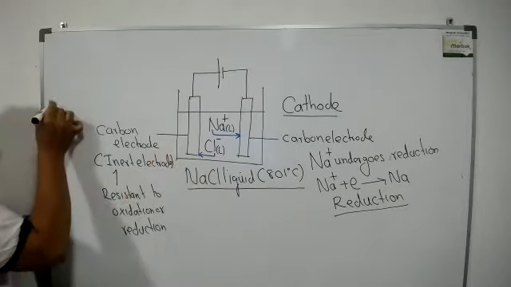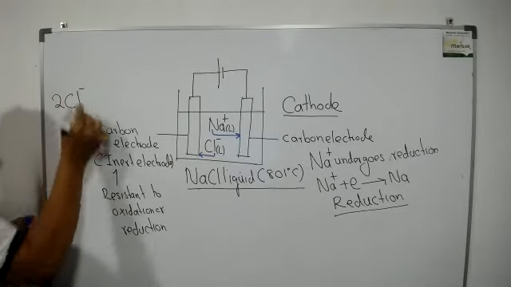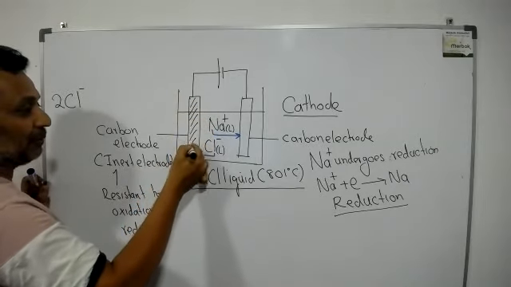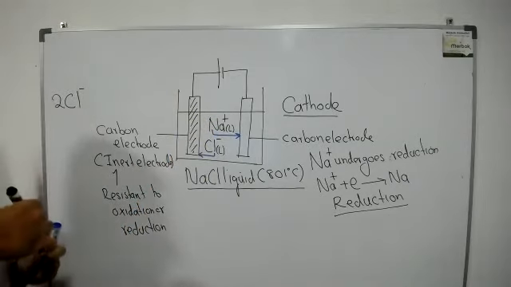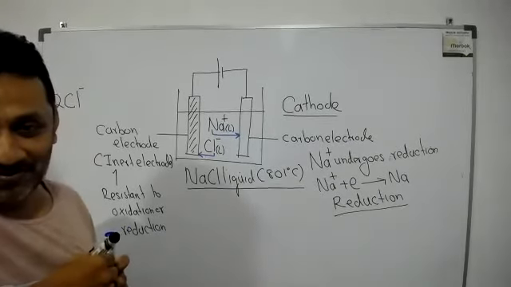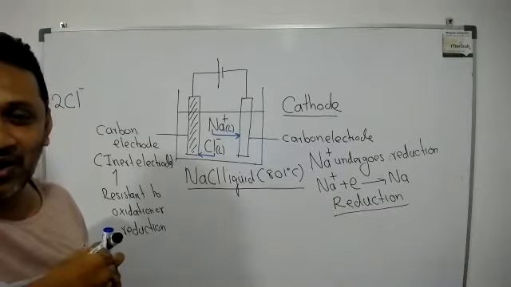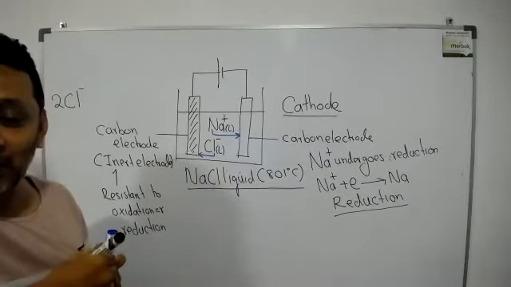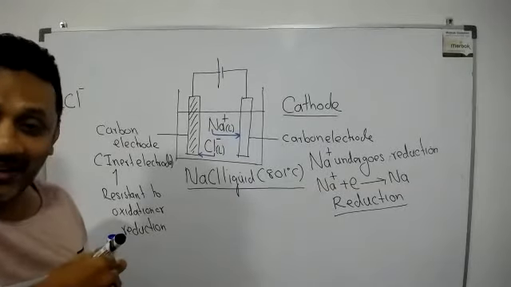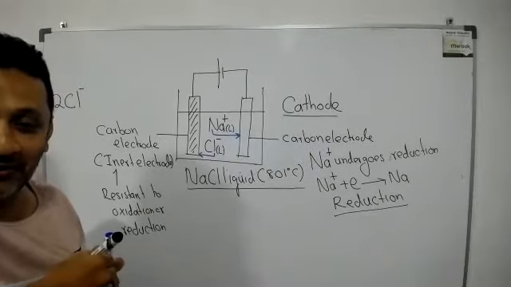Cl minus come here. This is the positive electrode. Positive electrode is electron deficient. Electron hungry electrode. Want electron, want electron, electron hungry. There are people living in the world who are money hungry, no?